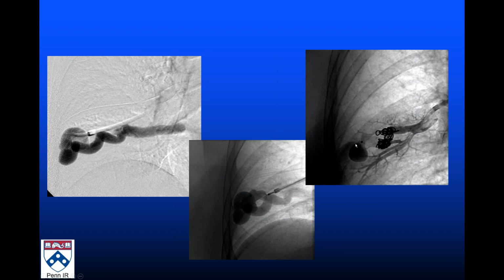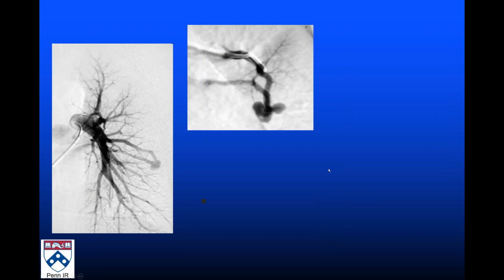And you see the PAVM is still filled with the X-ray dye now because there's nowhere for it to go. There's no flow in here now. It's just sitting there and it will get absorbed over time. But the most important thing is the PAVM has been completely excluded.